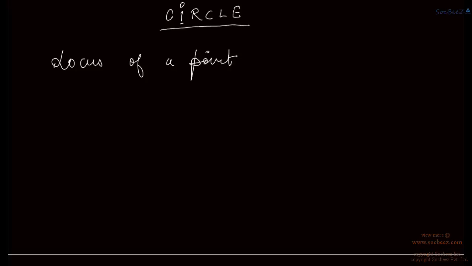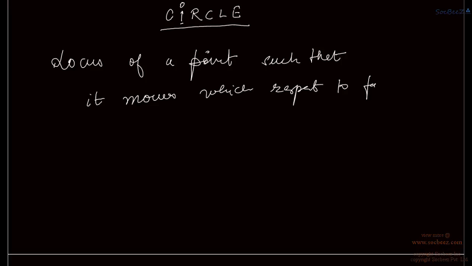Locus of a point such that it moves with a fixed point with respect to a fixed point, maintaining equidistance.